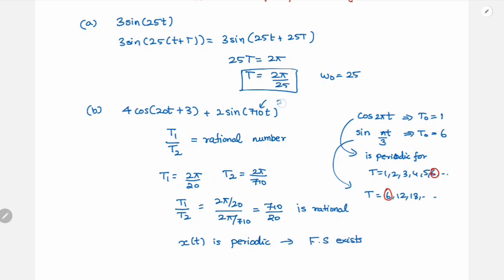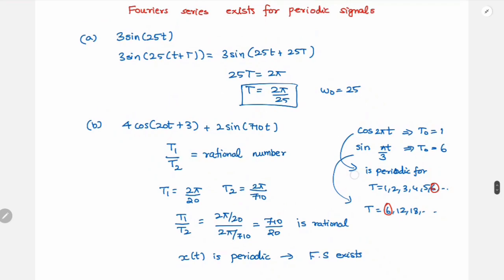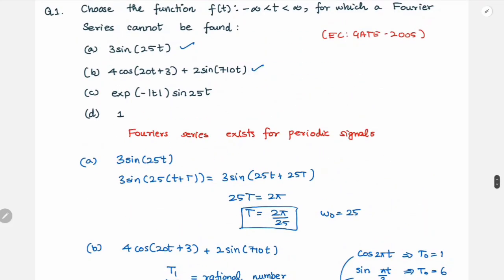Suppose if it was 2 pi t and this was 20t, then you can see the ratio will involve pi. If it is pi, then it becomes irrational. Then this entire expression will not be periodic. Okay? This is just for your understanding. Okay, so for the B option also, Fourier series exists.